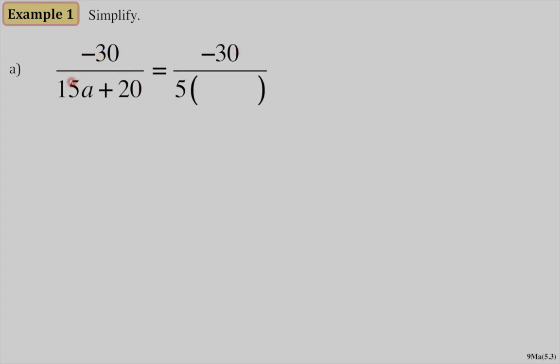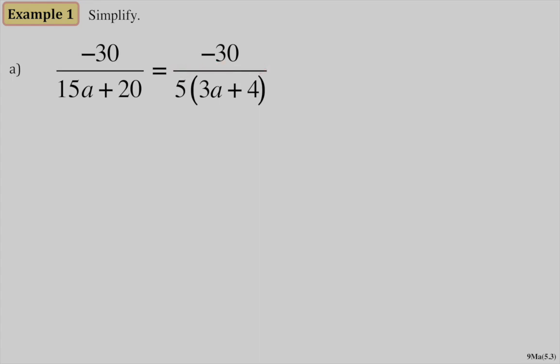The bottom of the fraction, 5 goes into 15 and 5 goes into 20. So I've taken out 5 as a common factor and I leave a set of brackets. Now 5 goes into 15 3 times, 5 goes into 20 4 times, so I'm going to end up with 3a plus 4 in the bracket. Once you've taken out the common factors and factorised as far as you can go, then we worry about what we do next.